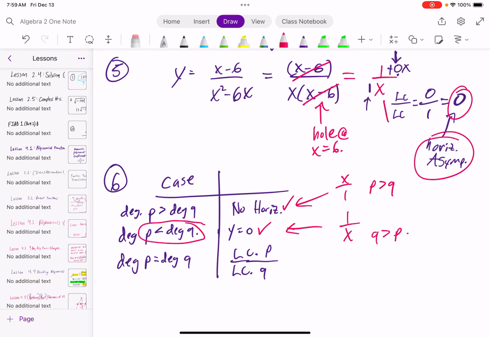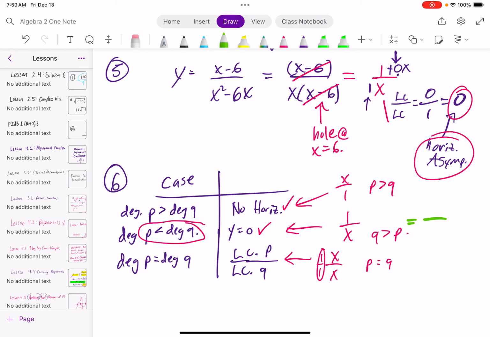And then here, let's say that P is equal to Q. So let's say you have x over x. Well, then this is P equals Q for the degree. And so you would have a ratio, 1 over 1. But let's say you did a ratio here. This is what I really want to show you. Let's say I did a ratio for this one.